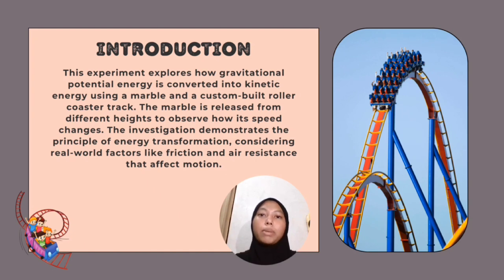If you hold a marble at the top of the ramp, it has potential energy because it's high up. When you let go, the marble rolls down the ramp and starts moving fast. This is kinetic energy, or energy of motion. Just like a roller coaster, the marble changes potential energy into kinetic energy as it goes down. This shows how energy moves and changes when something falls or rolls downhill.